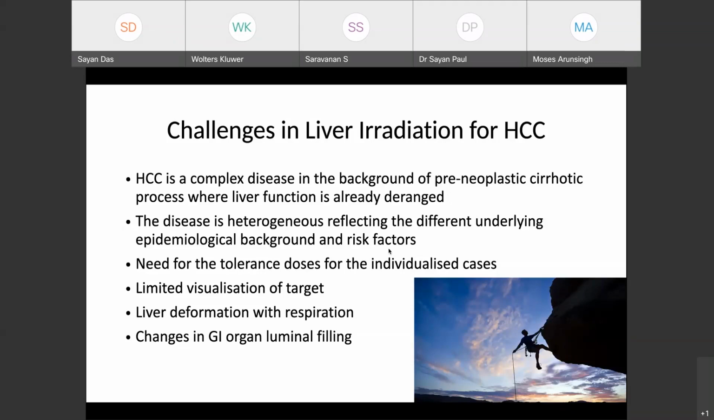Along with the diaphragm, the liver keeps on moving and the shape of the liver changes. One needs to be sure about all those things. And for tumors which are close to the GI luminal structures, any change in the GI luminal filling can lead to a change in your delivered doses.